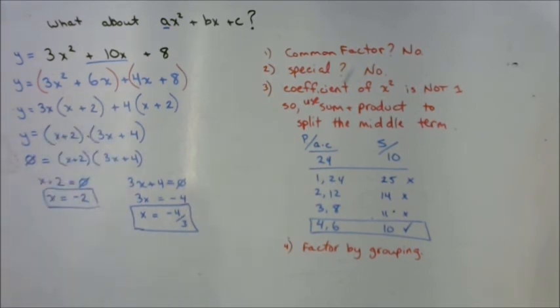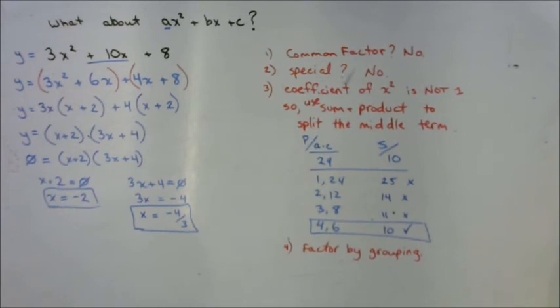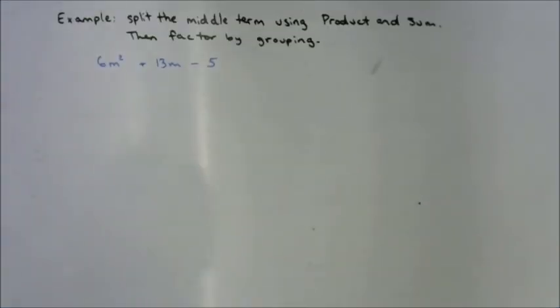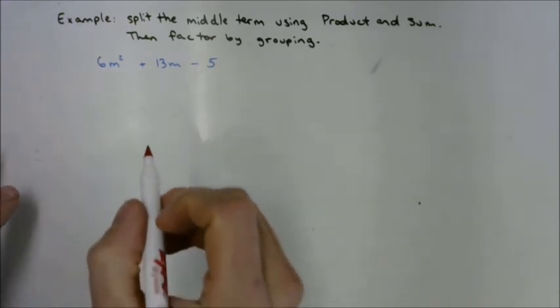Okay? So go ahead, watch this as many times as you need to, do lots of practice problems, check the back of the book, and you'll be ready to go. One more quick example. We're going to split the middle term using sum and product, then factor by grouping.